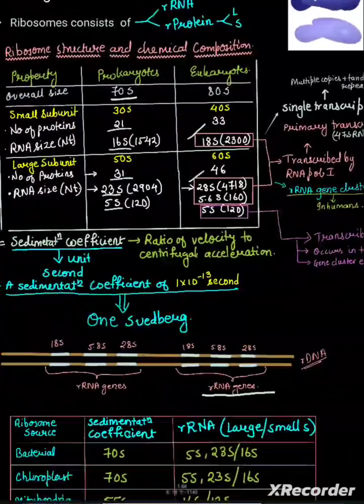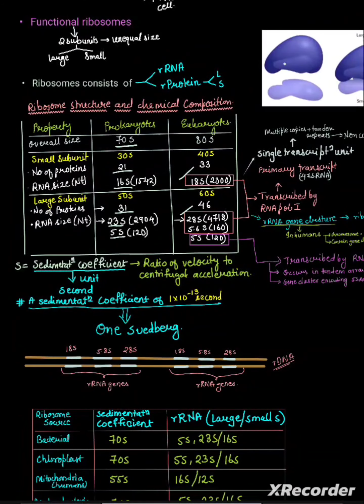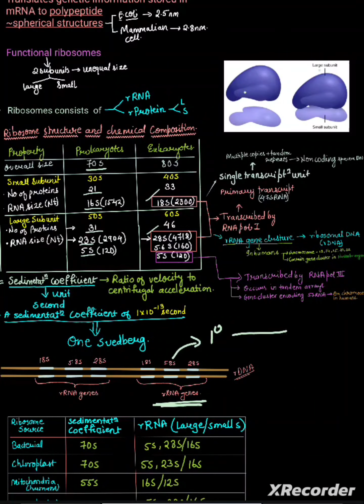This is your single transcription unit, and it is repeated many times. There are tandem repeats, and there will be non-transcribed spacer, the non-coding spacer DNA. All these RNA genes are repeated several times, and they form one primary transcript. This primary transcript is 47S, and it has 18S, 5.8S, and 28S altogether in this one primary transcript.